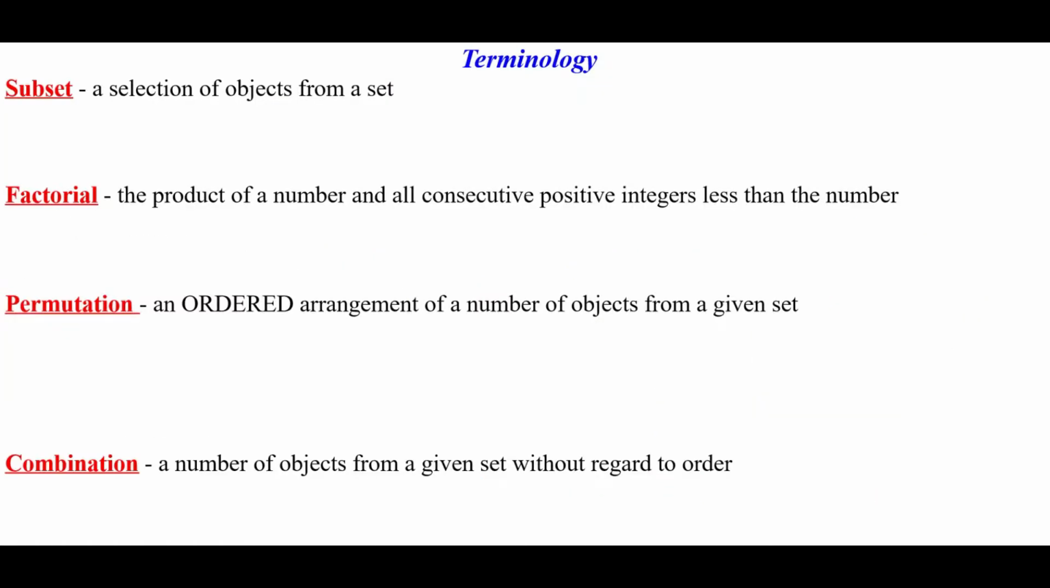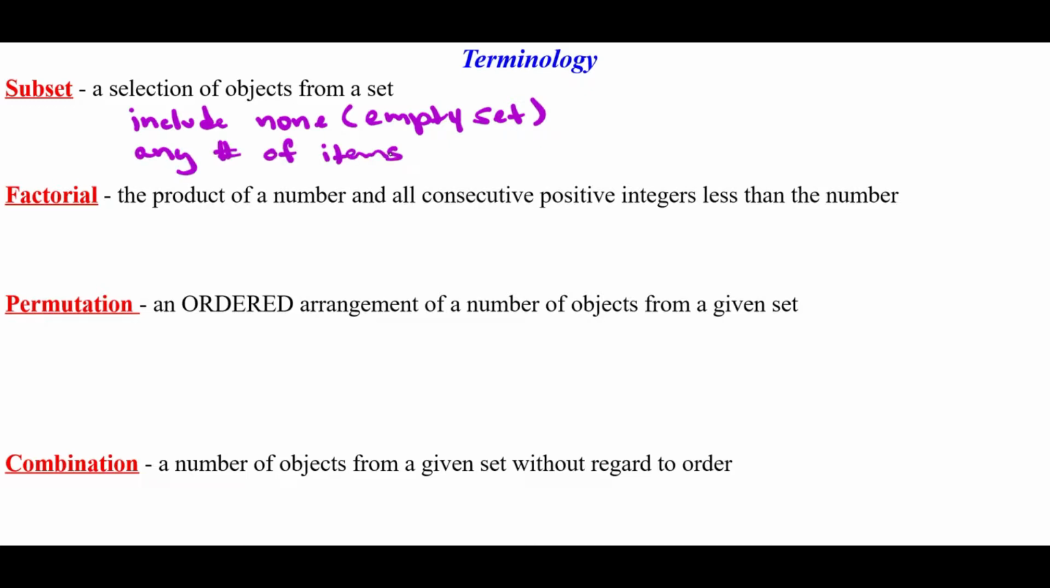Okay, so looking at a little bit of terminology here. A subset is a selection of objects from the set, and this can include choosing none of them, which remember we refer to as the empty set, choosing any combination, so any number of items up to and including all of them.